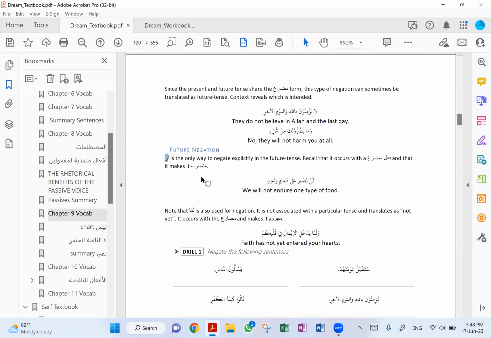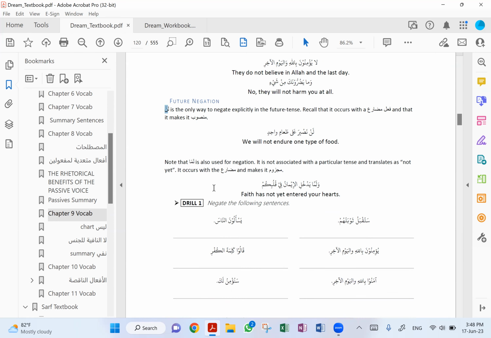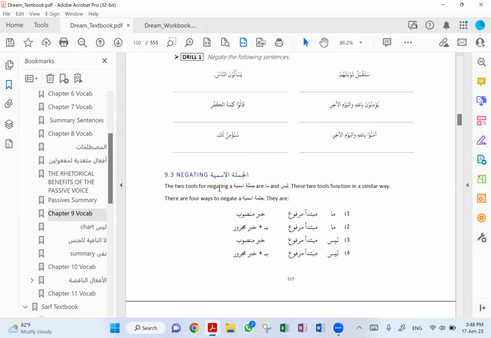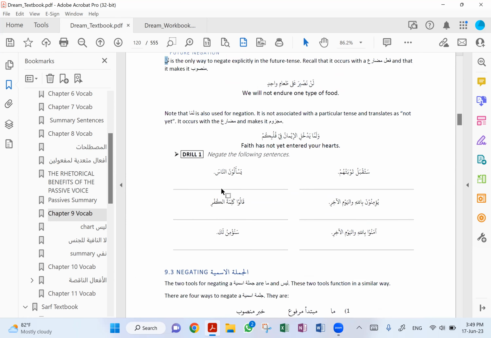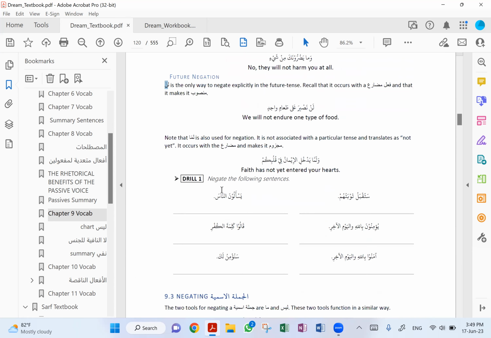Okay, so that's kind of just the difference between past, present, and future. Light harf, right? Yes, this is harf. أن لن لكي إذا حتى. So أن لن, that will be the harf here.